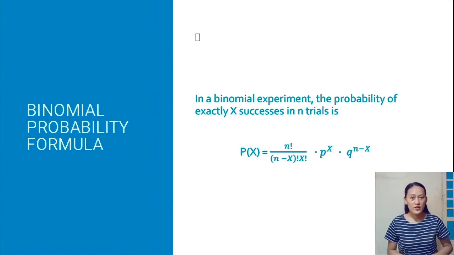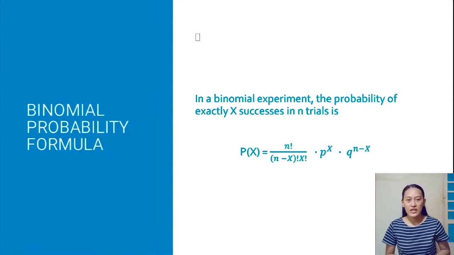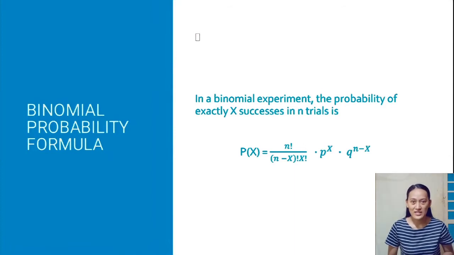The probability of a success in a binomial experiment can be computed with this formula. Binomial probability formula. In a binomial experiment, the probability of exactly X successes in n trials is P(X) = n! / ((n - X)! X!) times p to the power of X times q to the power of n - X.